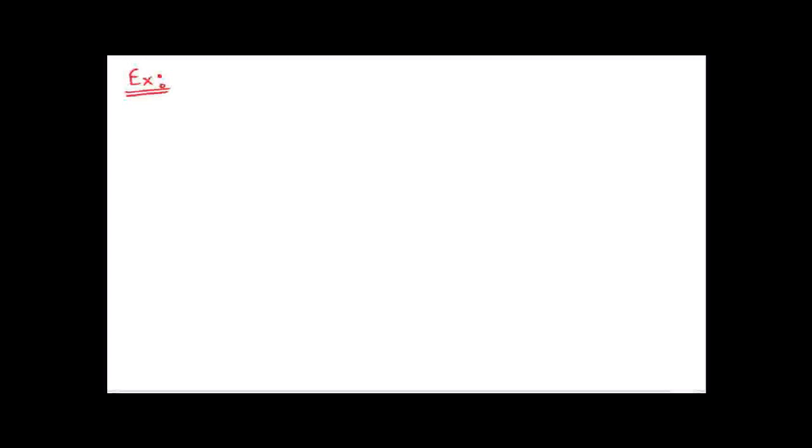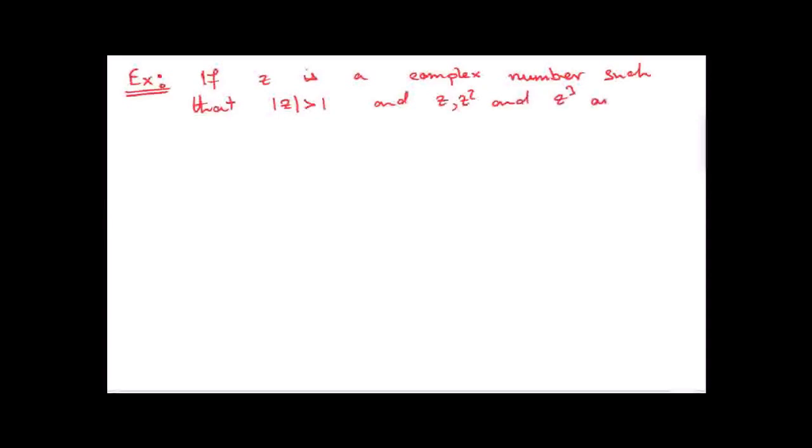Now, if z is a complex number such that, any of you in the project schools will have had a very, very good look at last year's paper, and you'll have seen this question. If z is a complex number such that the modulus of z is greater than 1, and z squared and z cubed are shown on the following diagram.